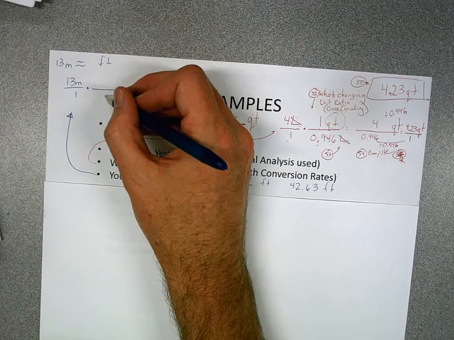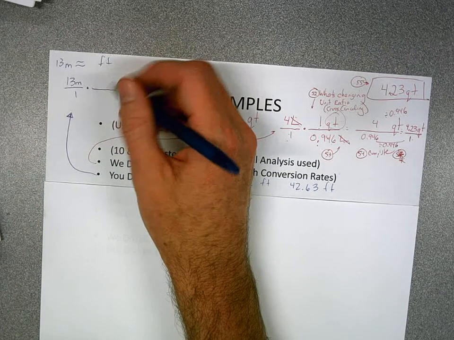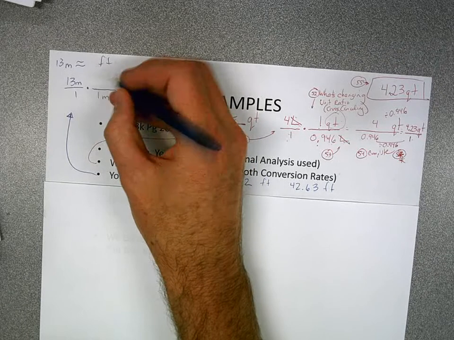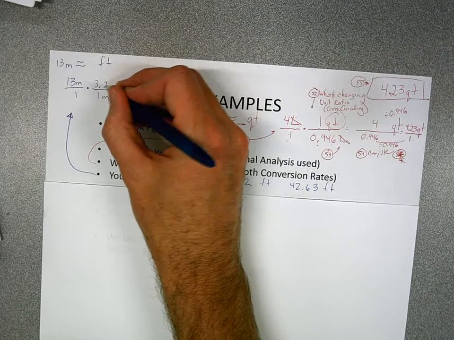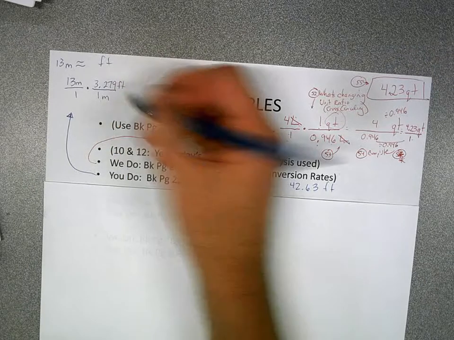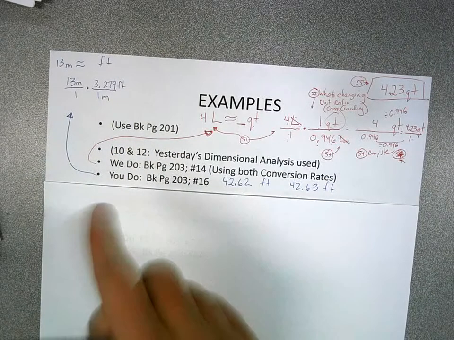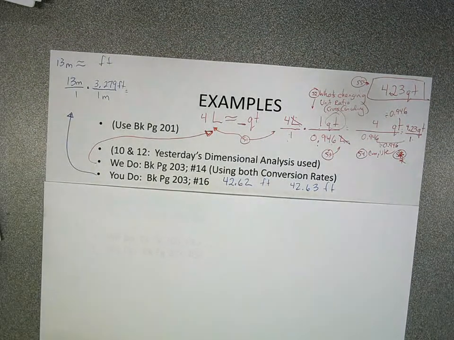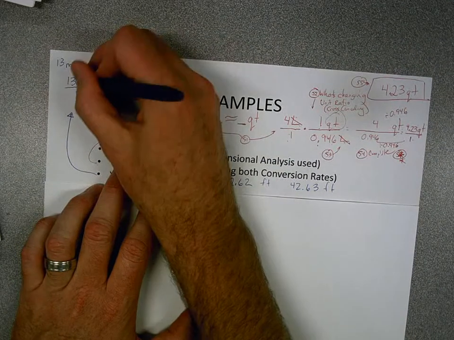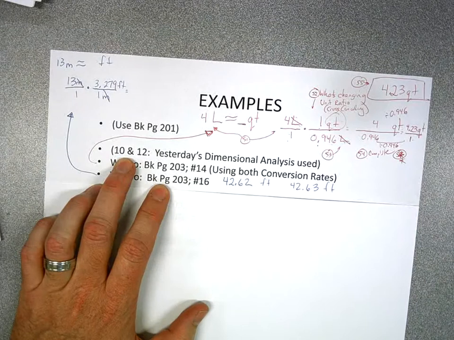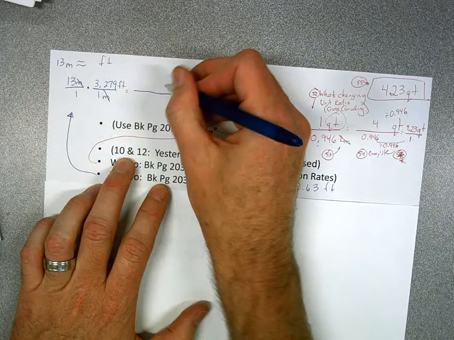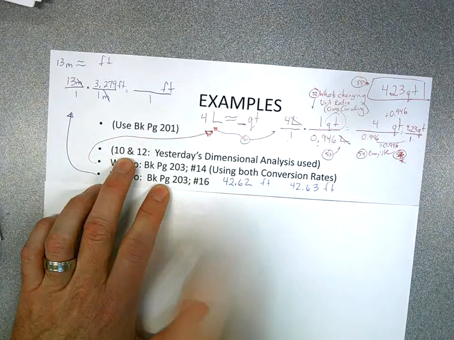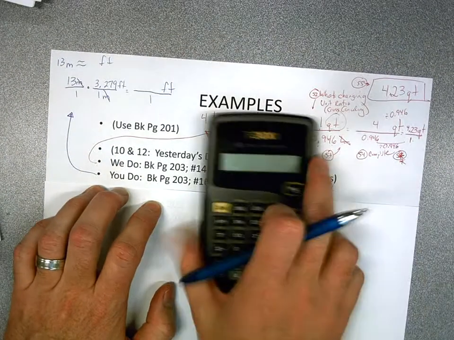Now you could use that, but if you want to make it quicker, why don't we use the one where the 1 meter goes on the bottom? And in this case, the 3.279 feet go on top. Either way works, but this one is going to prevent us from having to reduce at the end. I'm just thinking ahead. Okay? So what happens is the meters cross cancel. What's left is, of course, our feet. Now on the bottom is 1 times 1, which is 1. And then here is 13 times 3 and 279 thousandths.